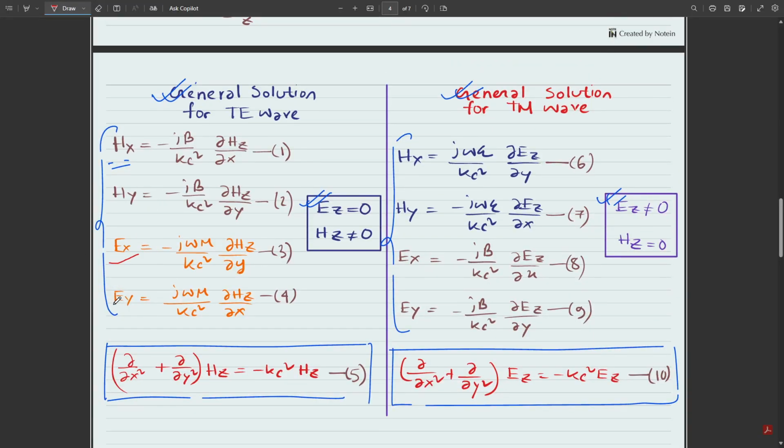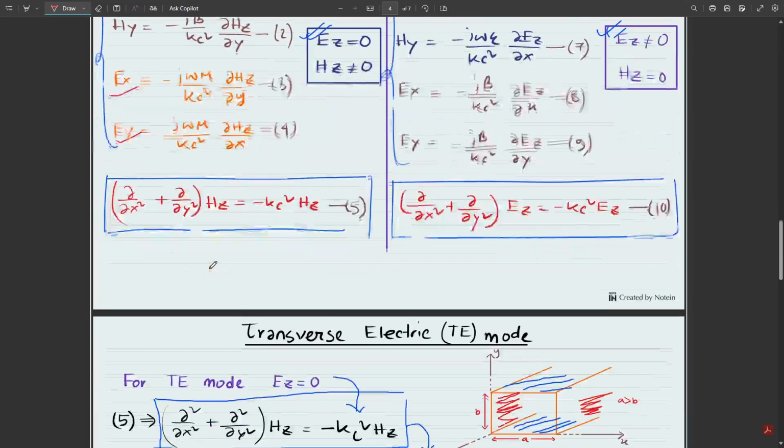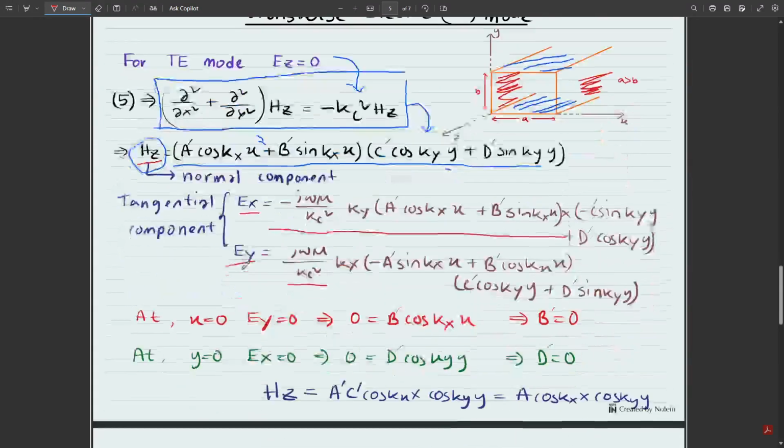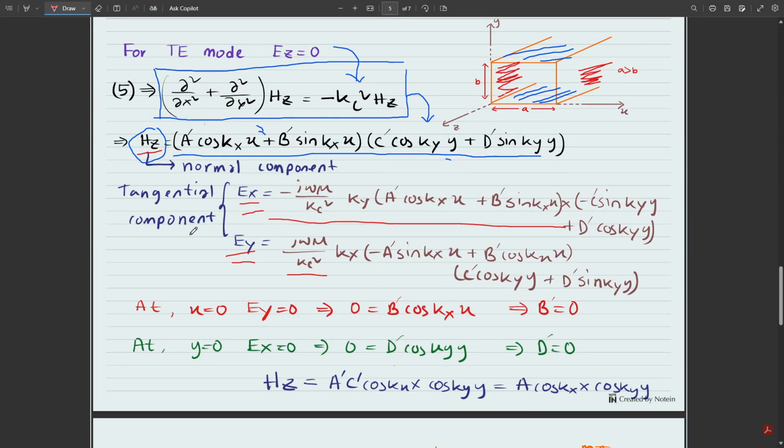Ex is dependent on Hz, Ey is also dependent on Hz. So just simple partial derivation, after doing simple partial derivation, we can get these two equations. Okay, so now we'll be fitting our initial conditions into this equation.